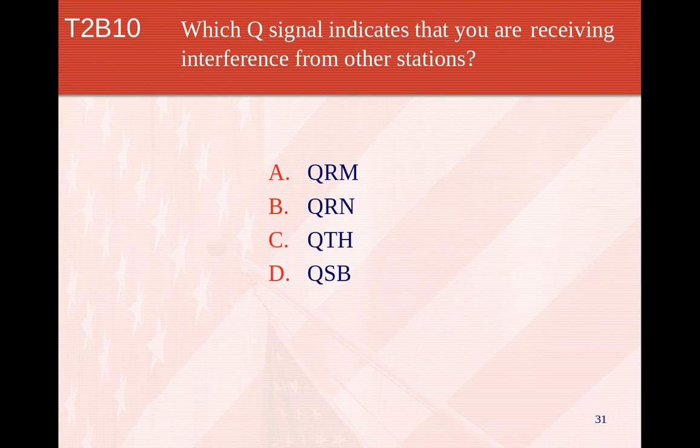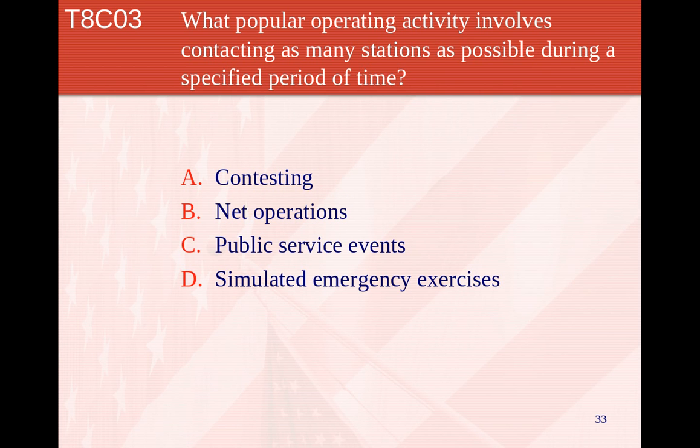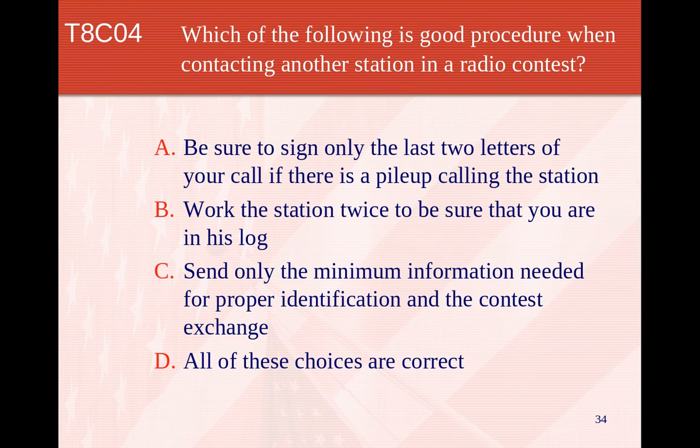The Q signal that indicates that you are receiving interference from the other station is called QRM. The Q signal that indicates that you're changing frequency is QSY. What proper operating activity includes contacting as many stations as possible during a specified period? Contesting. Which of the following is good procedure when contacting another station in a radio contest?